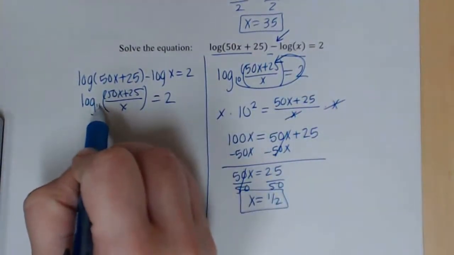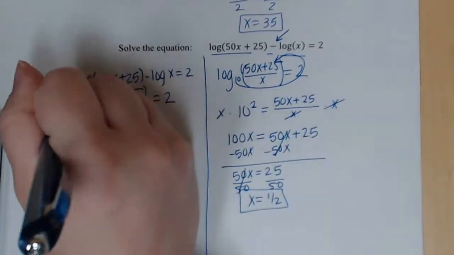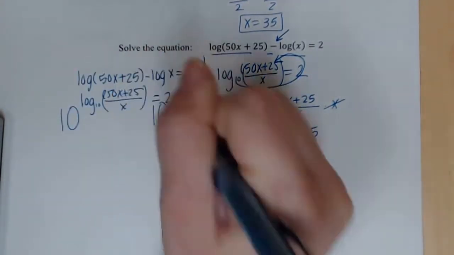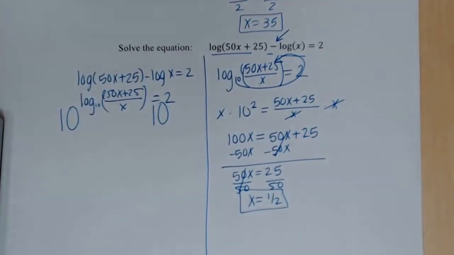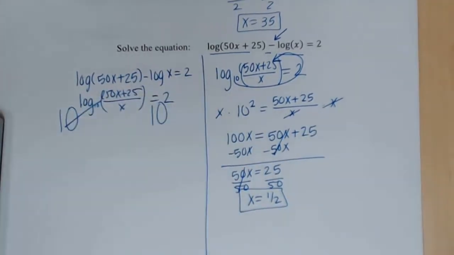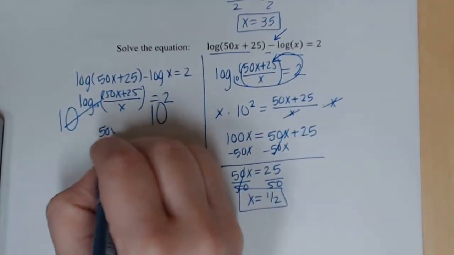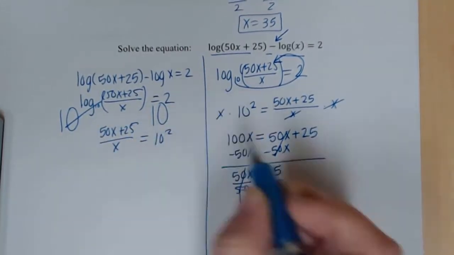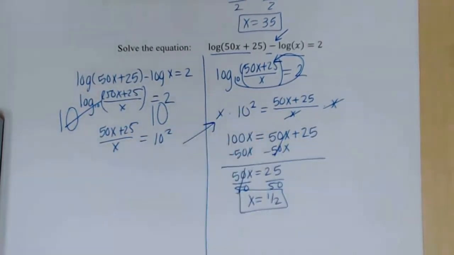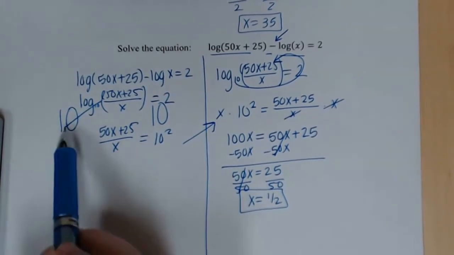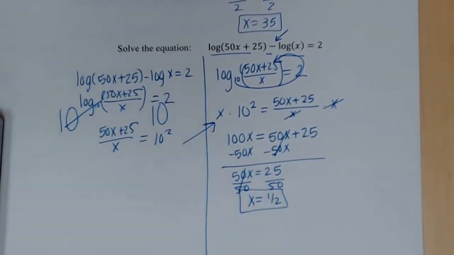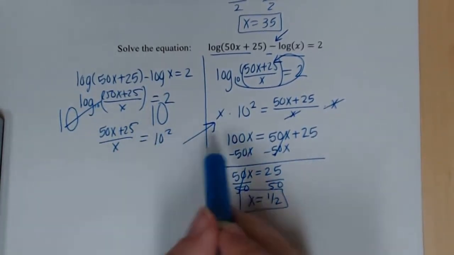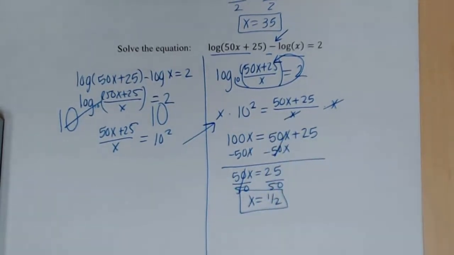Then, since this is an assumed base 10, what I can do is raise both sides to the power of 10. This would cancel by that inverse property, leaving me with (50x + 25) over x equal to 10 squared. And then you see we're right back to this step. So whichever method makes more sense to you, either going from a log to an exponential or using this inverse property, then apply that either way. Either way, we get to this same step and we can solve for x.